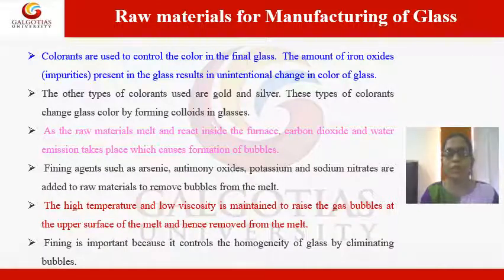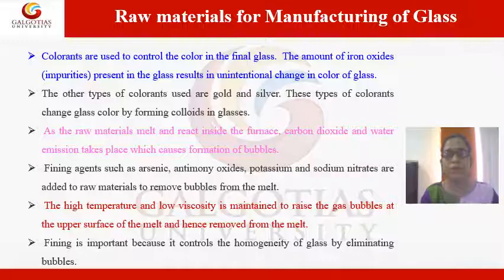As the raw materials melt and react inside the furnace, carbon dioxide and water emission takes place, which causes the formation of bubbles. So fining agents such as arsenic, antimony oxide, potassium and sodium nitrate are used as raw materials to remove the bubbles formed because of the formation of carbon dioxide and water.